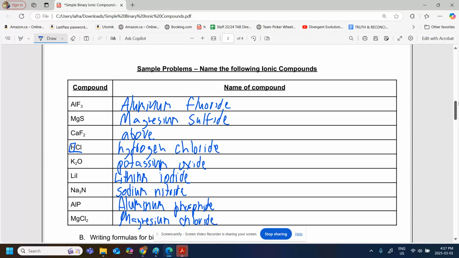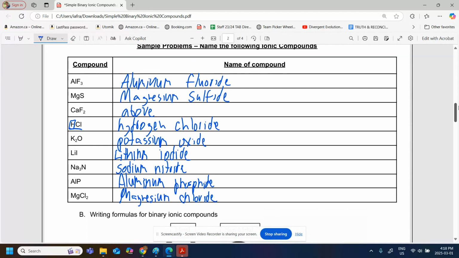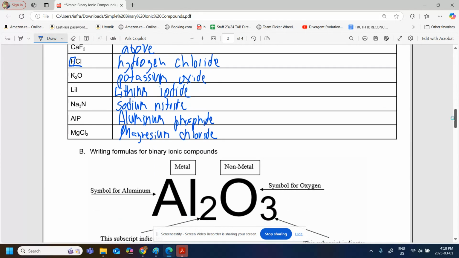In the next video, we're going to take a look at how to write formulas for binary ionic compounds. So in this video, we saw how to name them. If you were given the formula, you would then convert it into a name. But in the next video, we're going to go the other way around, where if you're given a name, you're going to learn how to convert it into a formula and figure out what the small numbers at the bottom are using the periodic table.